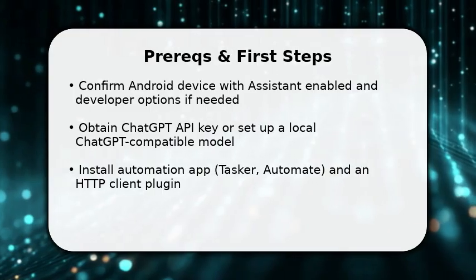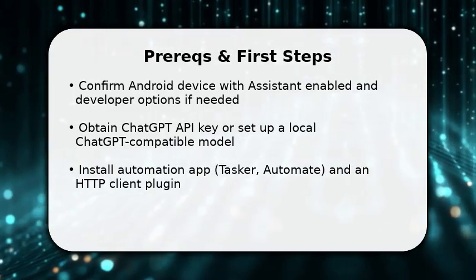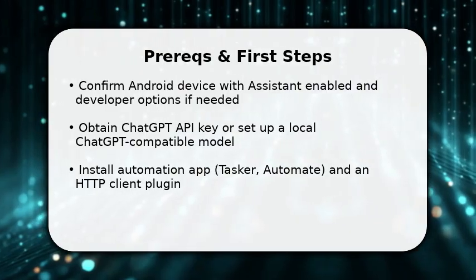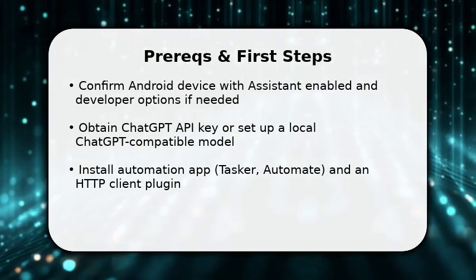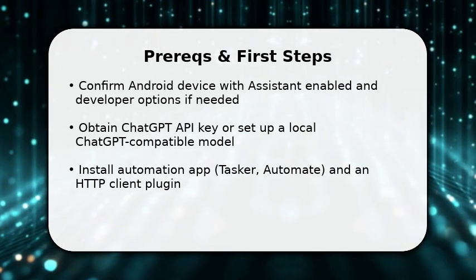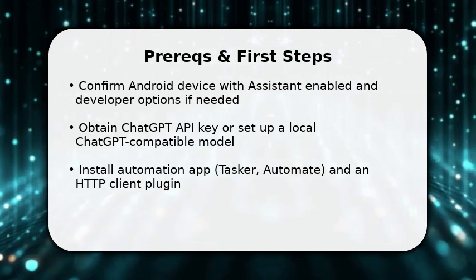Enable developer options and grant the automation app microphone and accessibility permissions so it can act in place of assistant. Make sure your API key is stored securely inside the automation app for later calls.